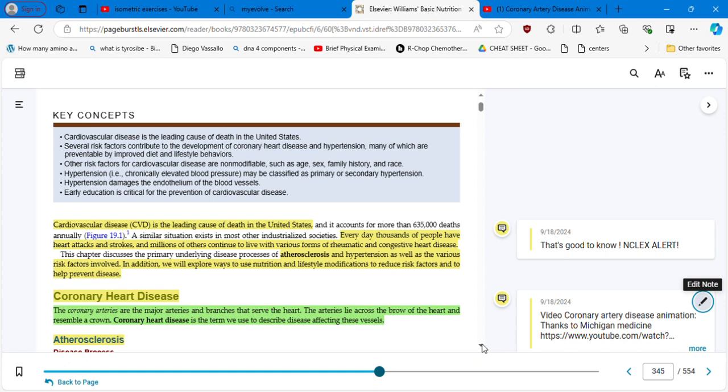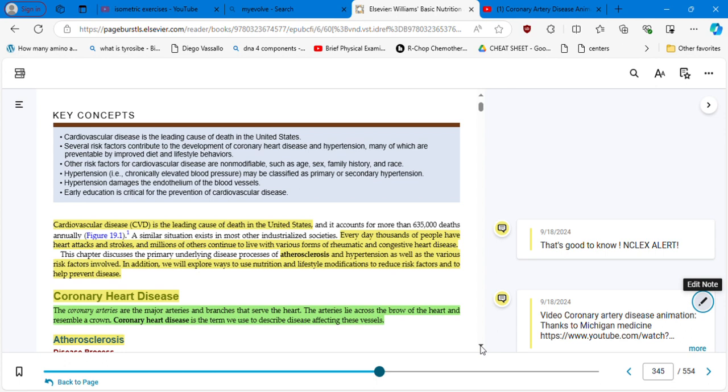Okay, so now, cardiovascular disease is going to be named in this lecture as CVD from now on, okay? It is the leading cause of death in the United States. Right there, that's good to know. NCLEX alert. Please know all your statistics and your leading cause of death in the United States. It's very important for you to remember that.